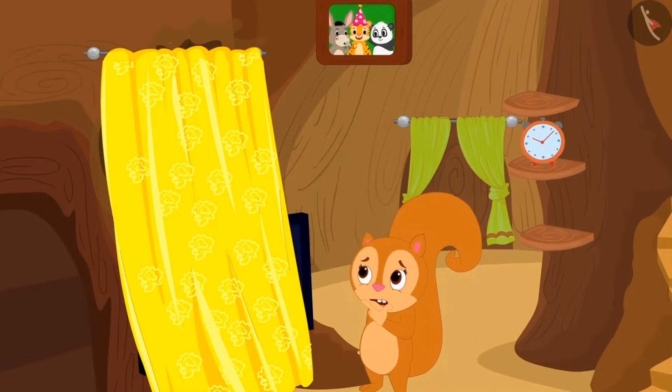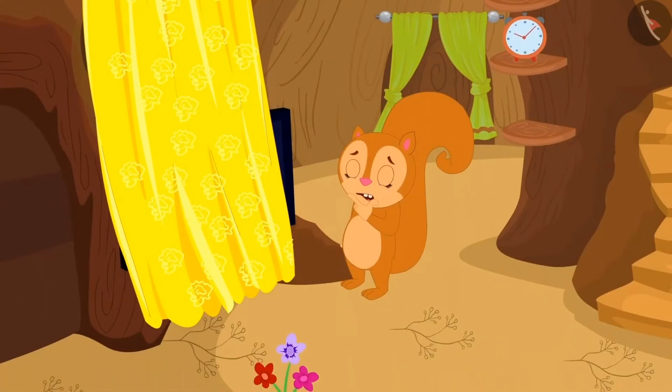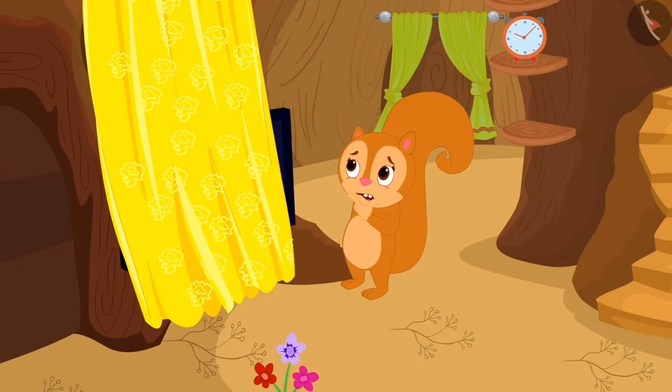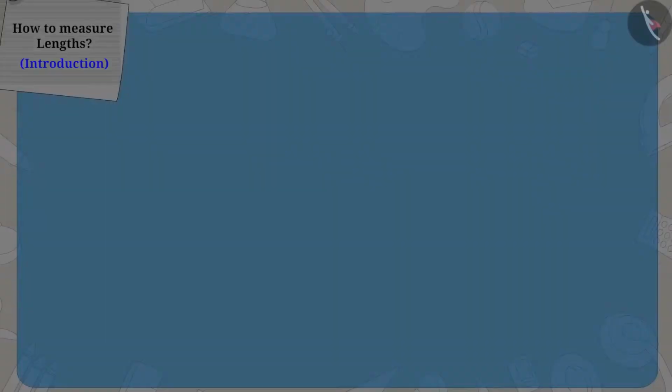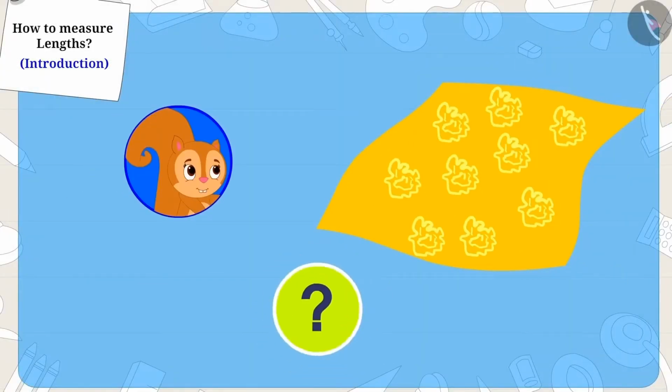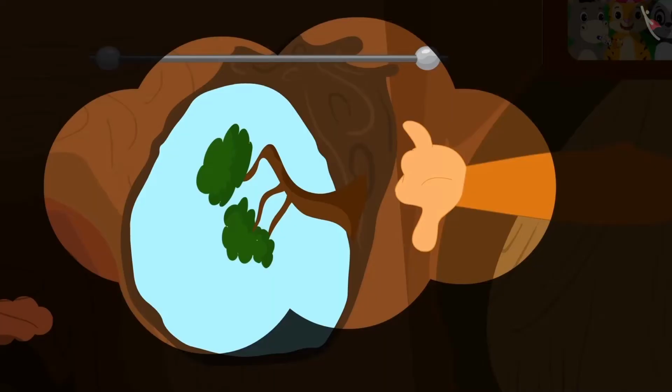But what was this? Chanda's window curtain was touching the floor. Poor Chanda became really sad. Children, can you tell me why this happened? Yes, you are right. Chanda measured the window using her palms.